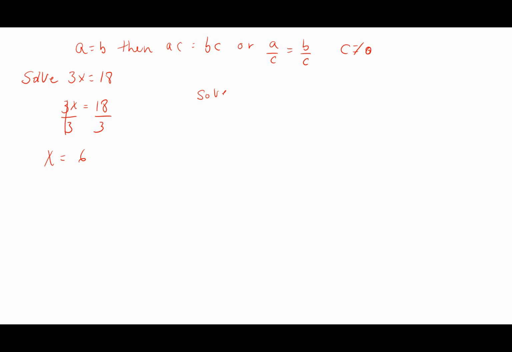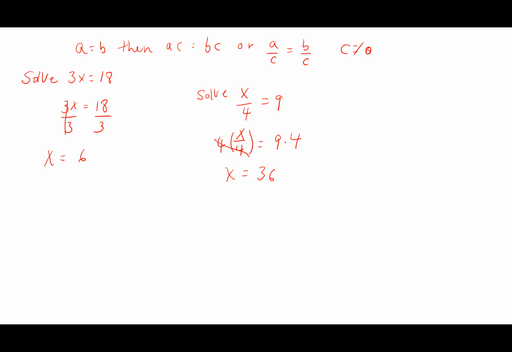Solve x divided by 4 equals 9. So we have x divided by 4 here equals 9, so we're going to multiply both sides. So that's going to be 4 times x divided by 4 equals 9 times 4. So that goes away, and now x equals 36.